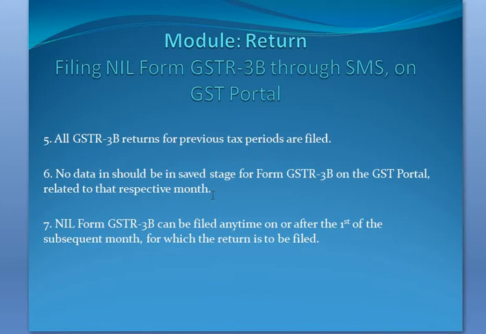And the last one, the nil form GSTR 3B can be filed any time on or after the first of the subsequent month for which the return is to be filed. That means, suppose for the month of January, you can file right from the first of February. No need to wait till the 20th to file the GSTR 3B. You can file right from the beginning of the subsequent month.